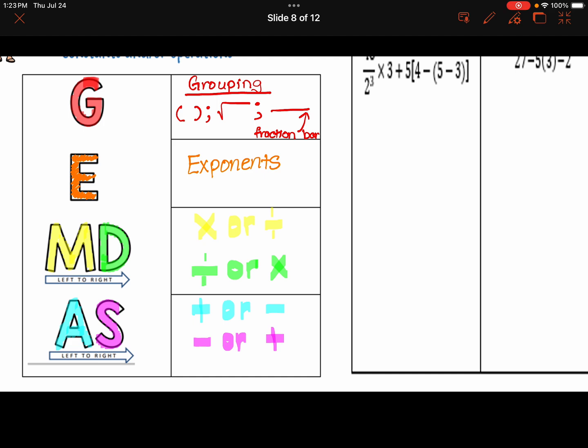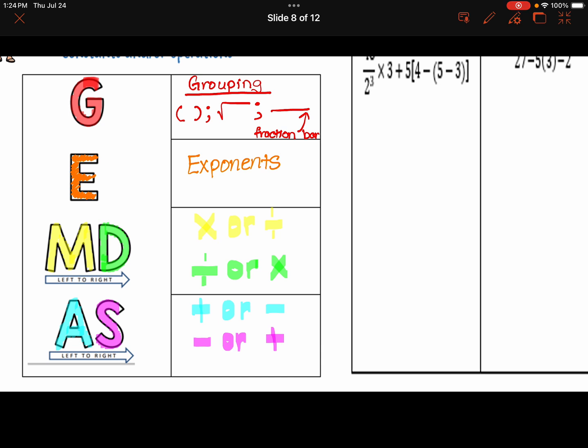So that includes parentheses, but it's also going to include square root symbols. It will also include fraction bars. So we will simplify inside of the grouping symbol before we move outside of it. After that, then we go to our exponents. We'll do our powers. Then we move to multiply and divide, and they are of the same level. So the trick is you're just moving left to right. Whatever you see first as you move left to right, that is what you'll do first.